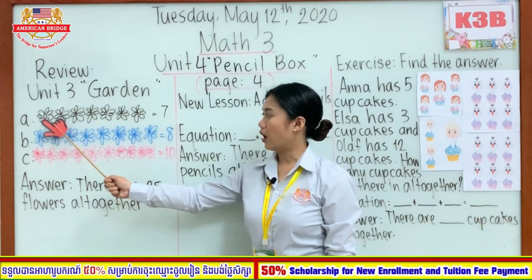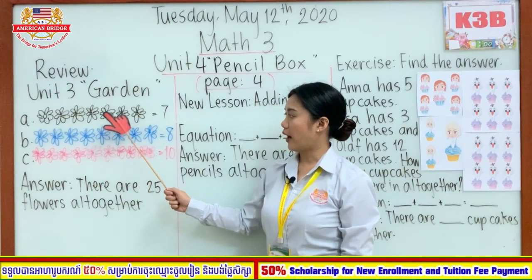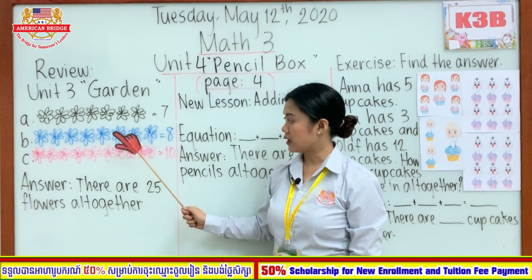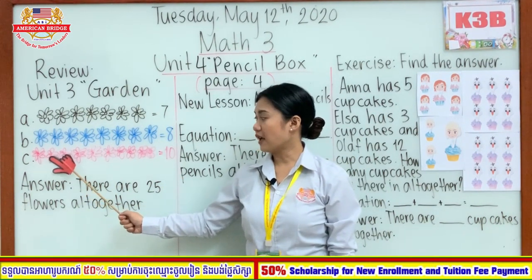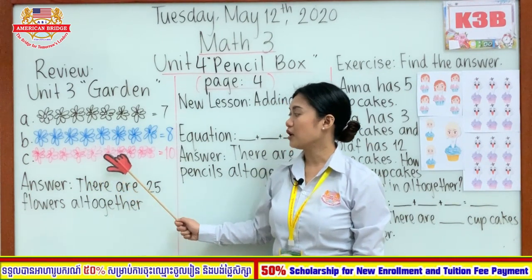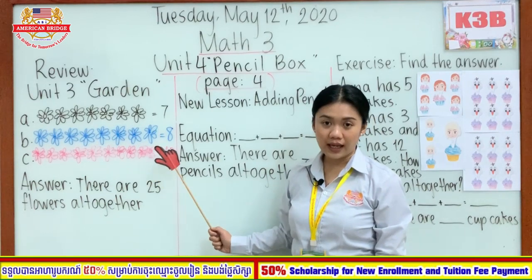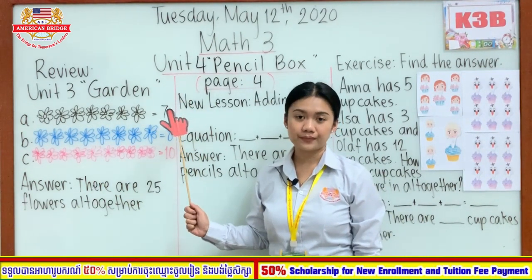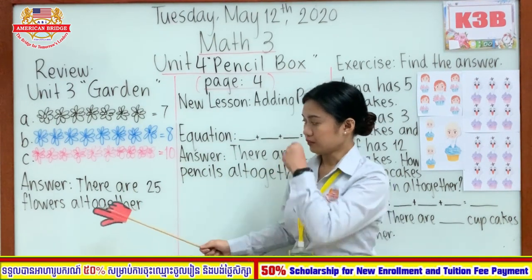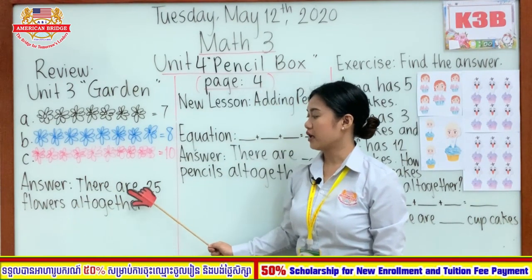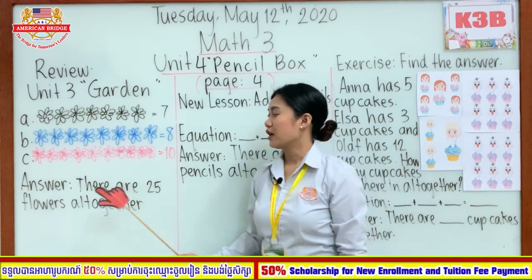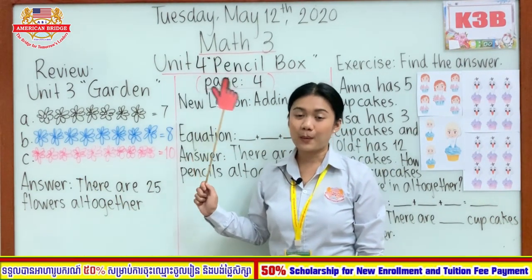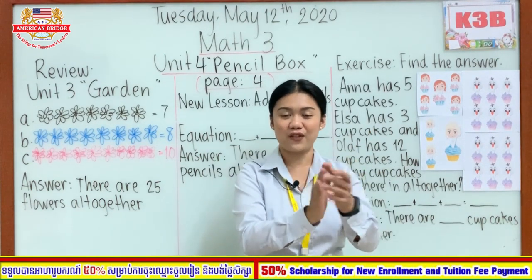So how many do you think all of this is? Let's count. 1, 2, 3, and so on up to 25. Very good. So all the flowers, total how many, everyone? Great. 25. So here's our answer. There are 25 flowers all together. Good job. Clap for yourself, everyone.